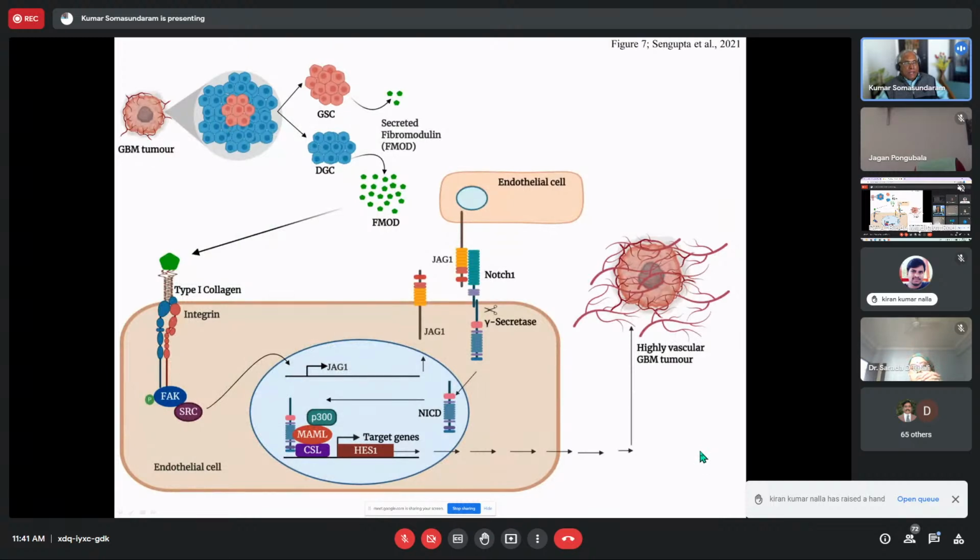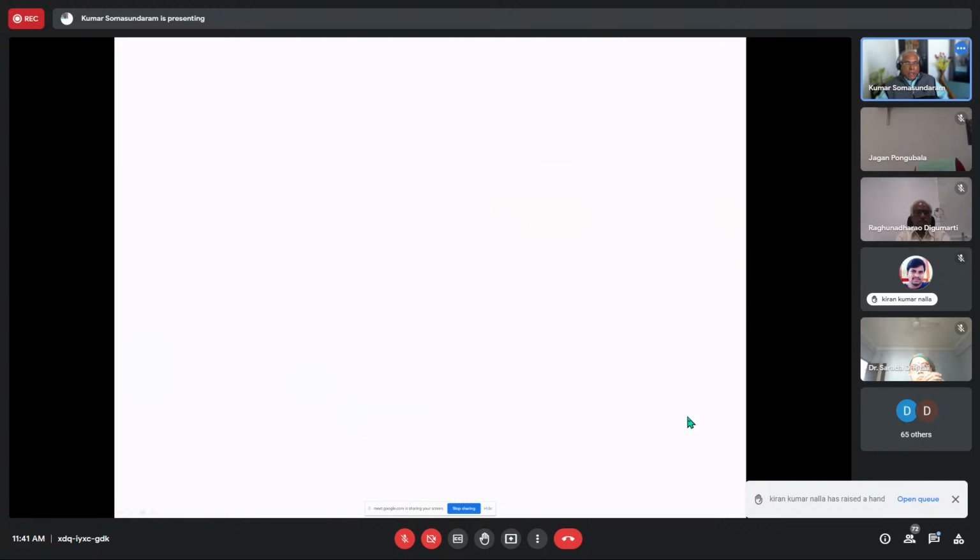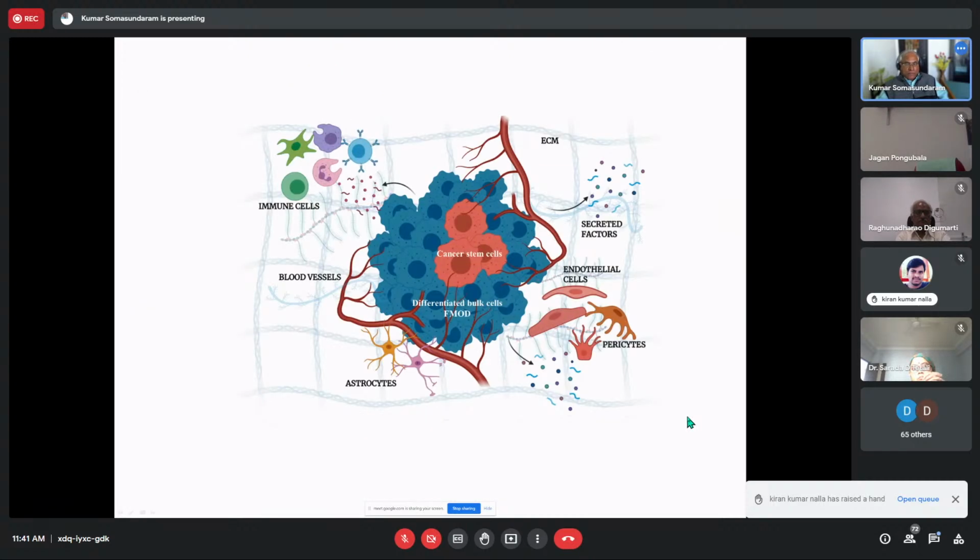Our model is actually happening in the context of the tumor. DGC secreted protein like FMOD induces integrin dependent Notch pathway, leading to the formation of the highly vascularized GBM tumor. And finally, the take home message is the schematic which I showed early on. Yes, of course, in the tumor, there are tumor cells, cancer stem cells, and differentiated bulk cells, in addition to the stromal cells.